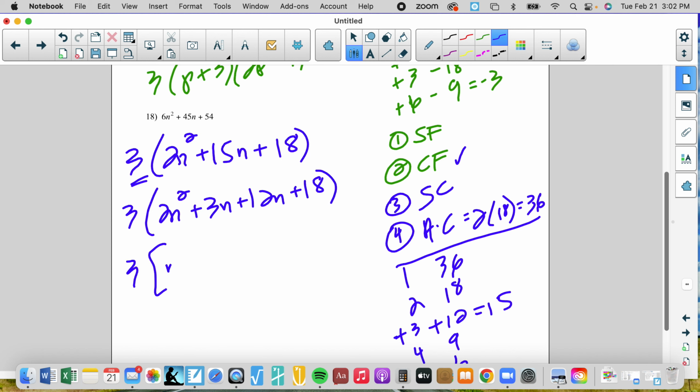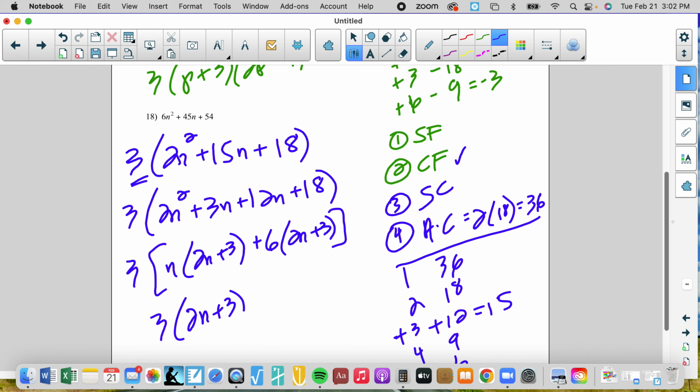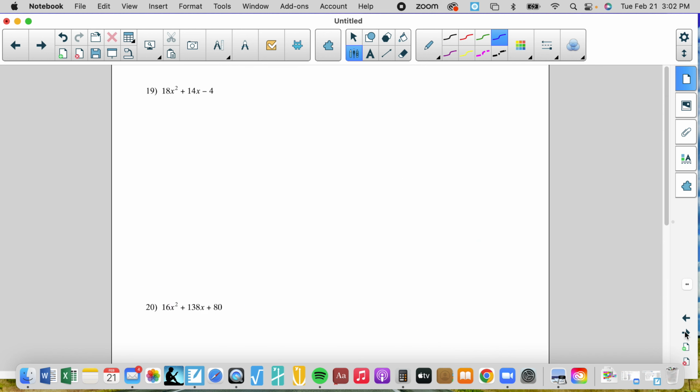I'm going to factor out an n, and I get 2n plus 3. I'm going to factor out a 6, and I get 2n plus 3. 3 goes outside, 2n plus 3. What they have in common, when I pull that out, I'm left with n plus 6. Awesome. Hope that helped. I know we got 2 more. Let's keep going.